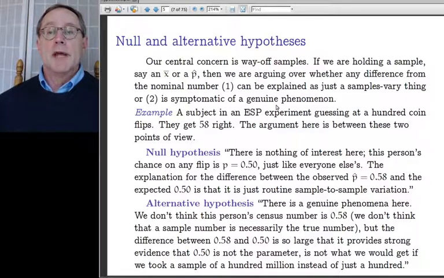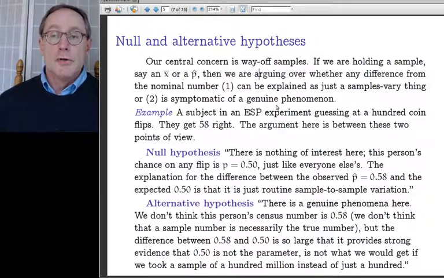And the explanation for the difference between the observed p hat of 0.58 and the expected 0.50 is just that it's routine sample to sample variation. It is nothing. Nothing has been proved here. That's why it's called the null hypothesis. The alternative hypothesis is that there's a genuine phenomenon here.